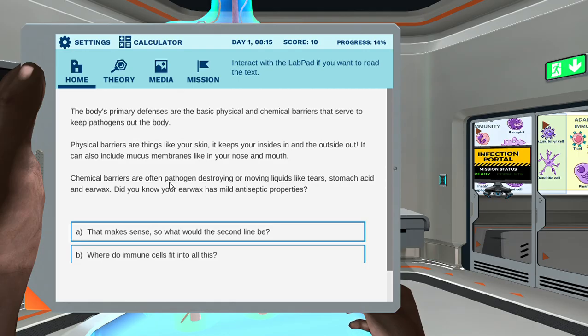Option A. That makes sense. So what would the second line be? Option B. Where do immune cells fit into all this? Option C. I already know about the other lines of defense. Let me explore the organs.